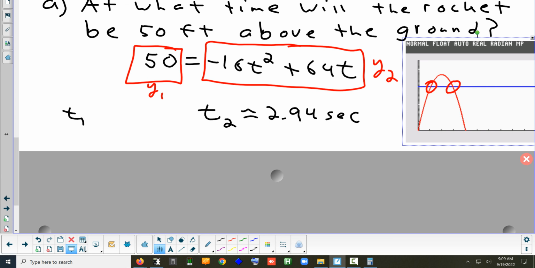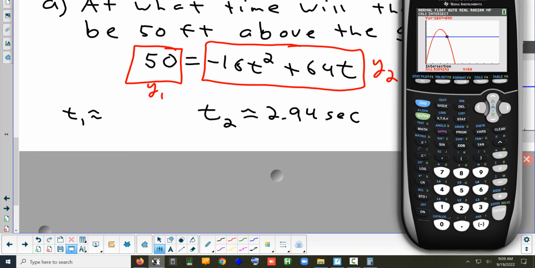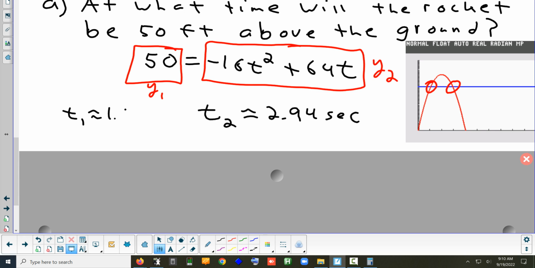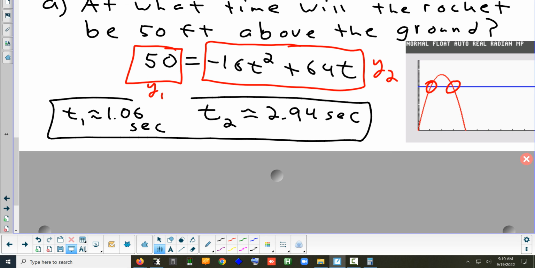And how about on the way up? Does anybody have the time that it hits 50 feet on the way up? Yep, 1.06. All right, thank you. And those 2 answers could have been figured out with the quadratic formula when you did plus or minus. That's how you would have gotten both of these answers.